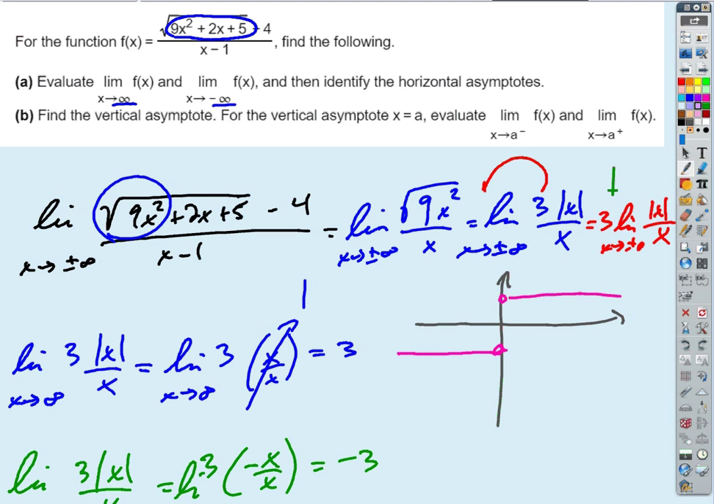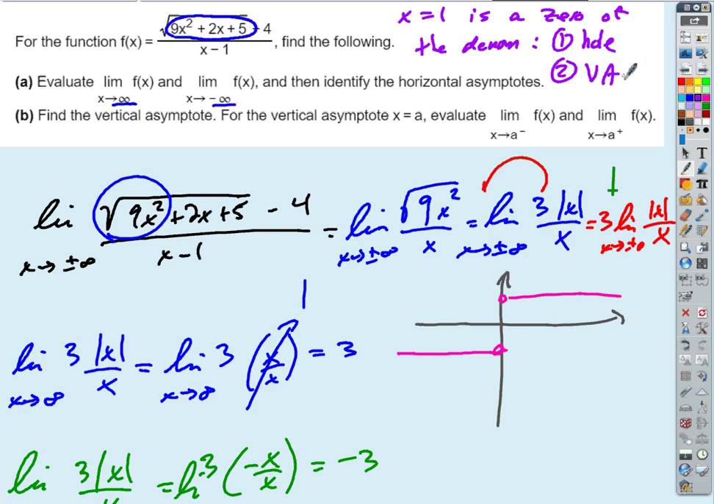What are the zeros of the denominator? Only one of them. It's x equals 1. Okay? So if x equals 1 is a zero of the denominator, then one of two things has to happen at x equals 1. What are the two possibilities? A hole is a possibility, or a vertical asymptote. How do we know which one's happening?